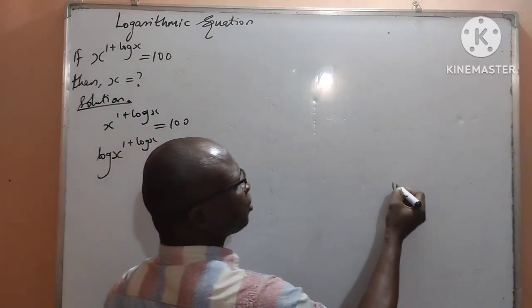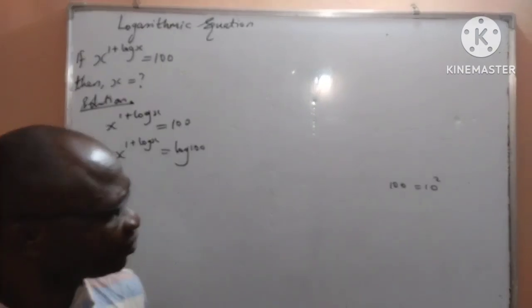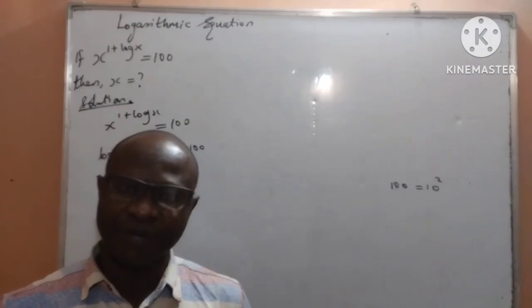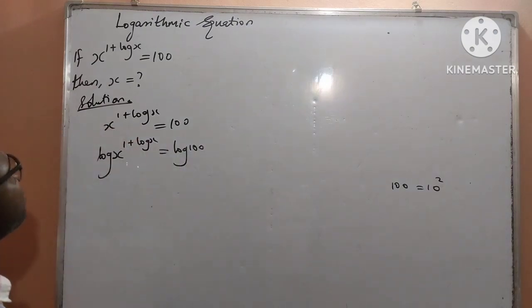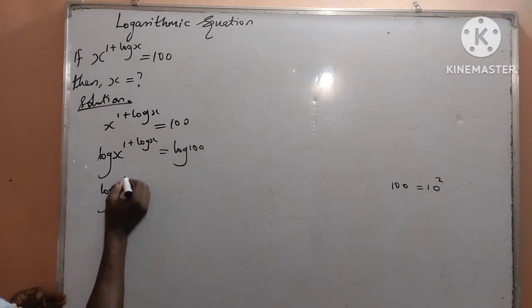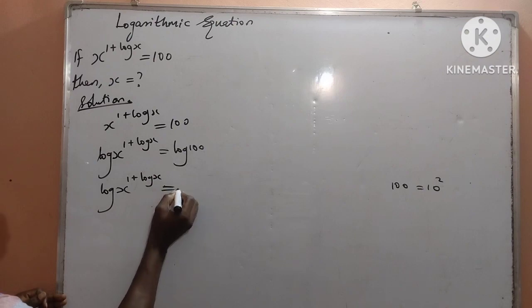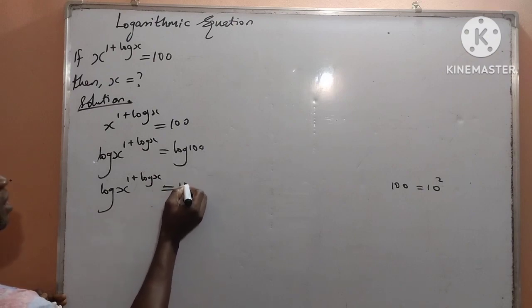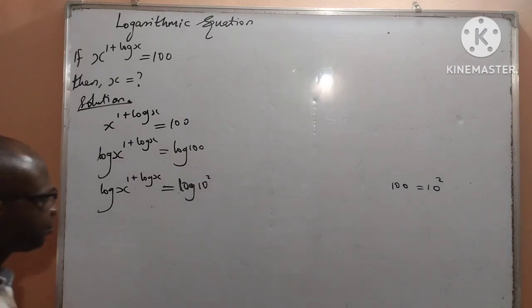But then, you know that 100 is the same thing as 10 raised to the power 2. That is putting it in index form and of course in base 10. So this implies that I will now have the log of x raised to the power 1 plus the log of x is equal to the log of 10 raised to the power 2.